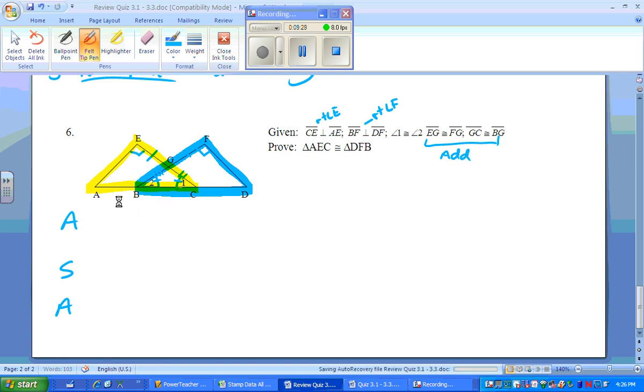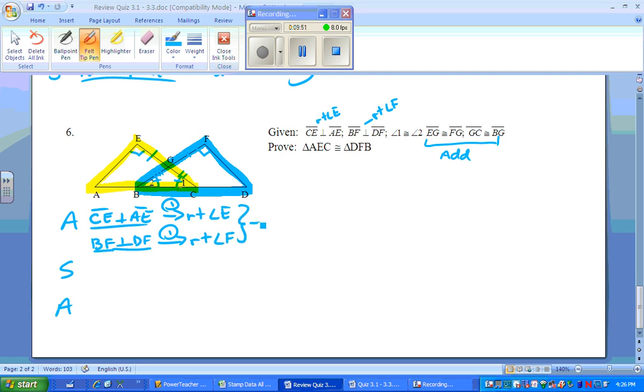So we have CE is perpendicular to AE, which gives me a right angle at E. We had BF being perpendicular to DF, arrow out, 1 right angle at F. These 2 together give me that angle E is congruent to angle F, which is our second reason, and that's all right angles are congruent.